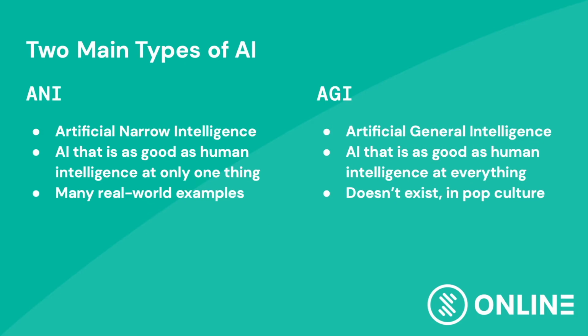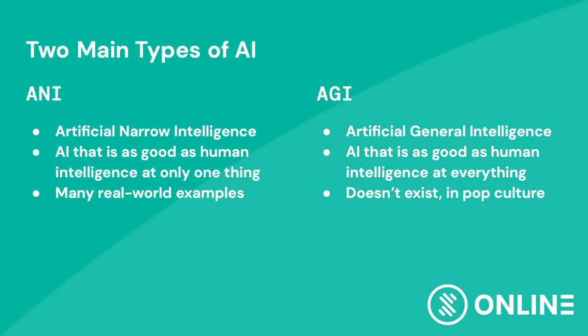And so there's two main types of AI. We have ANI and AGI. We have artificial narrow intelligence, AI that is as good as human intelligence at only one thing. And we have tons of ANI, and we're going to go over what they are in our real world. And then we have AGI, which is artificial general intelligence, and that's AI that is as good as human intelligence at everything. And right now, this doesn't exist. It might not ever exist, but it currently exists only in pop culture.